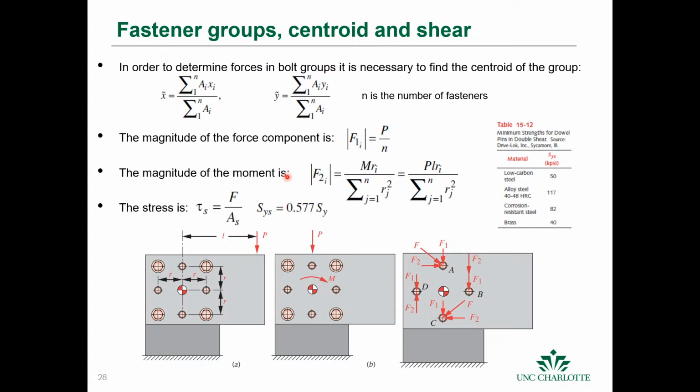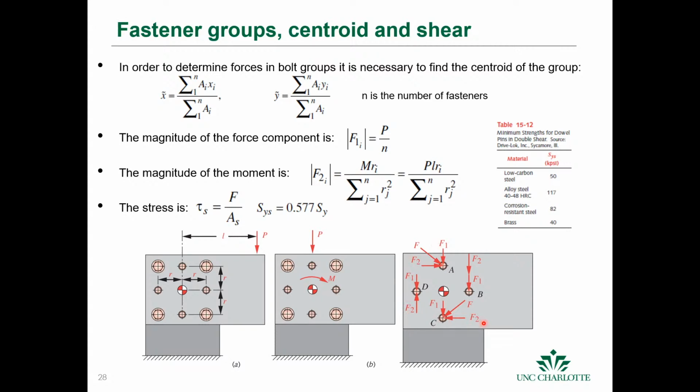Okay, so once we have these stresses, we can find the resultant force and divide it by the area of that bolt and find the shear stress, and we know that the shear strength is about 57% of the yield strength. Okay, now this is what the bolt pattern looks like.